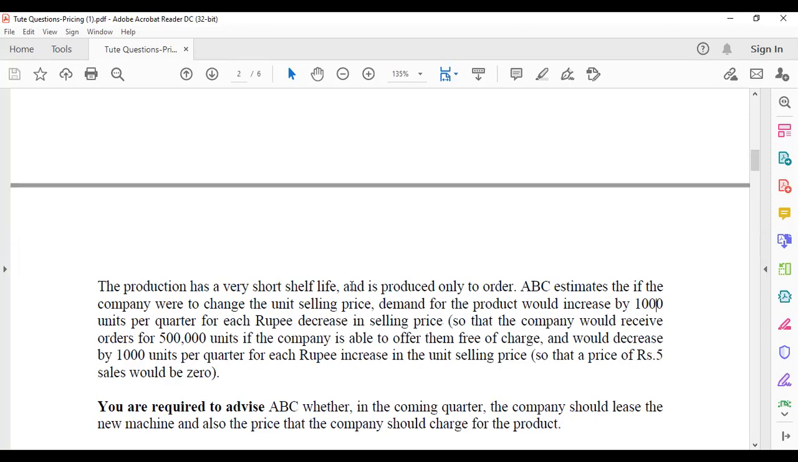Right? So that the company would receive orders for 500,000 units if the company is able to offer them free of charge.